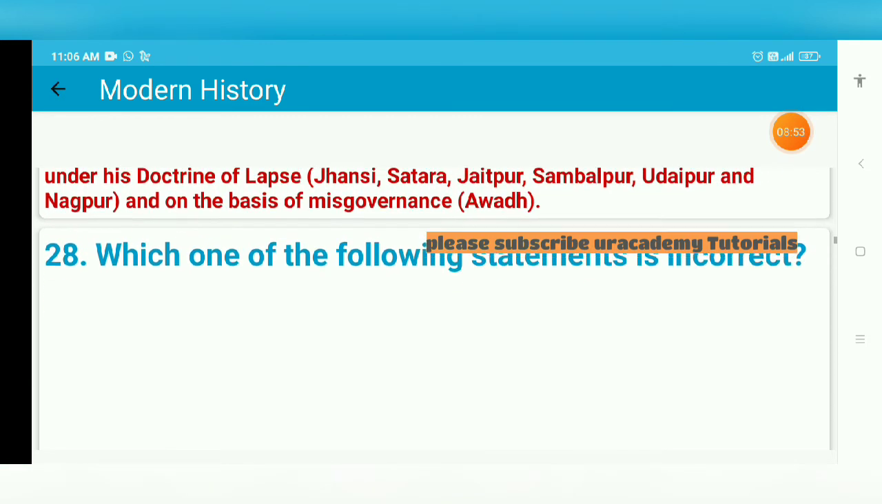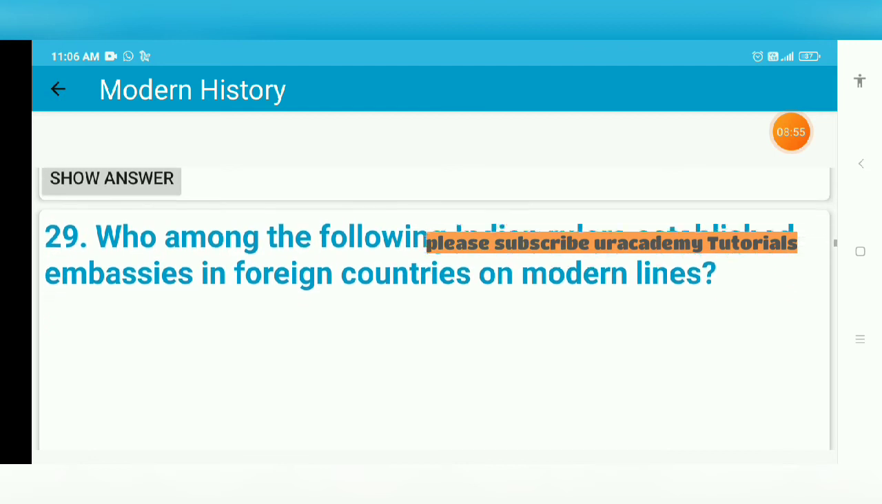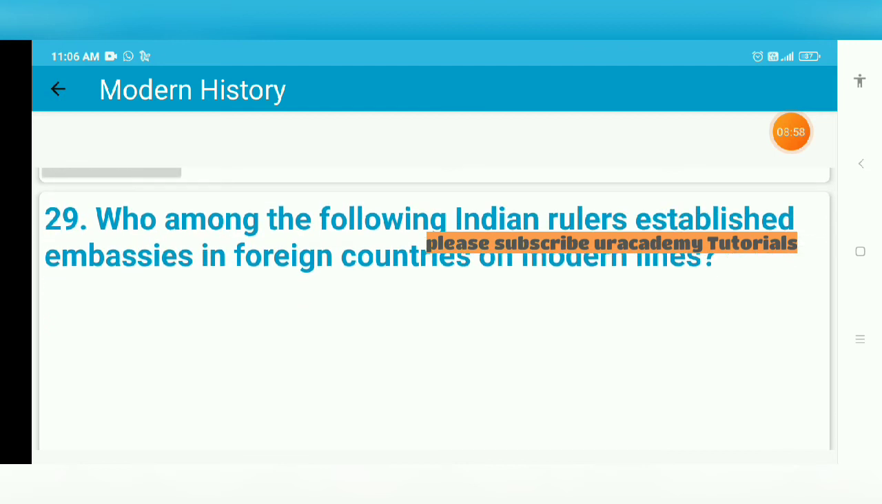Now another important question is: who among the following Indian rulers established embassies in foreign countries on modern lines? This is an important question. Embassies means sending their officials or foreign ministers to other countries in order to maintain diplomatic ties, to create harmony with another country and also get military support from this country.